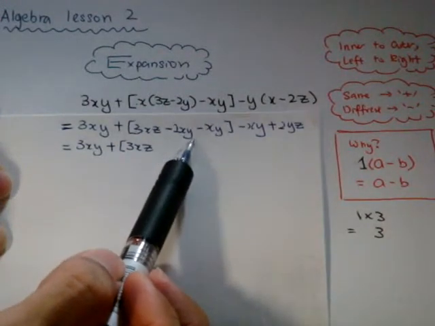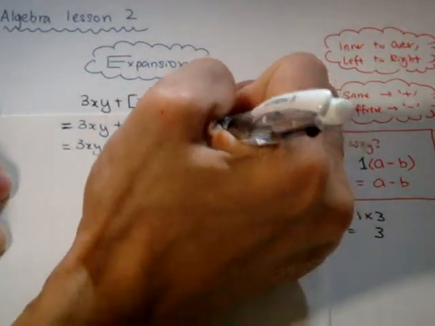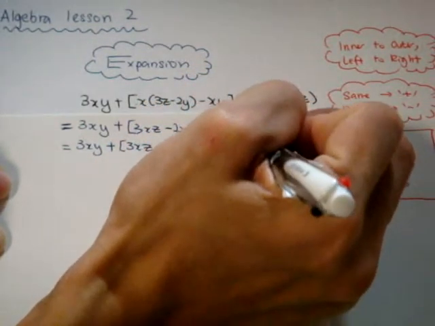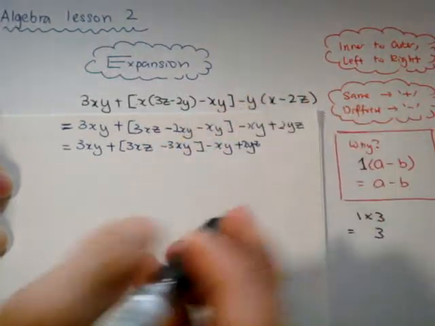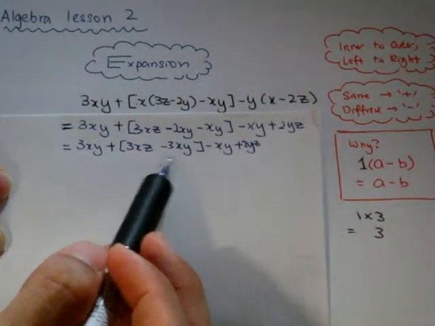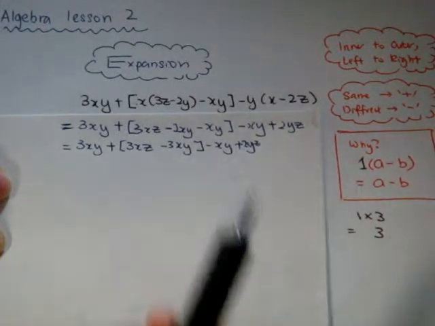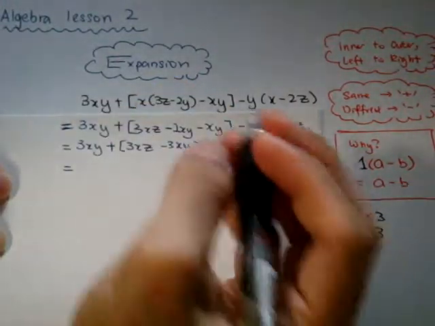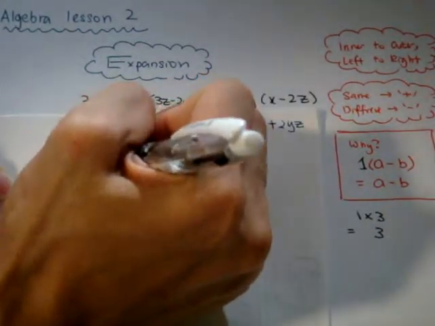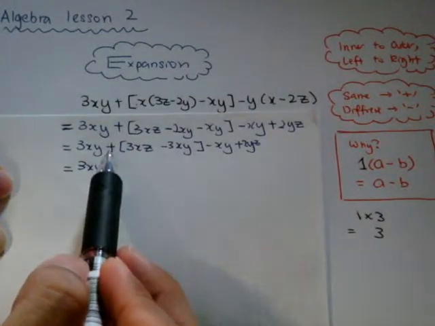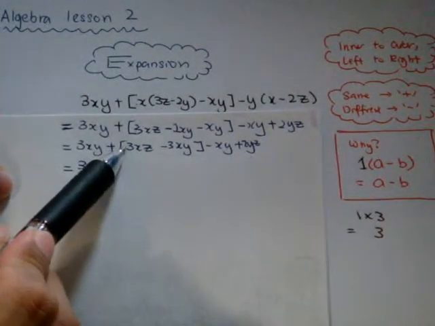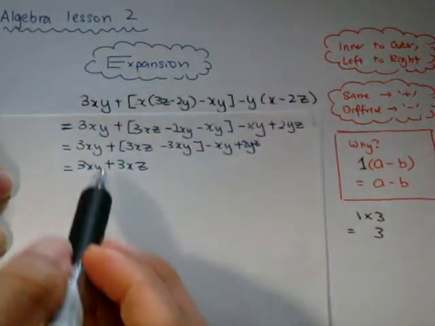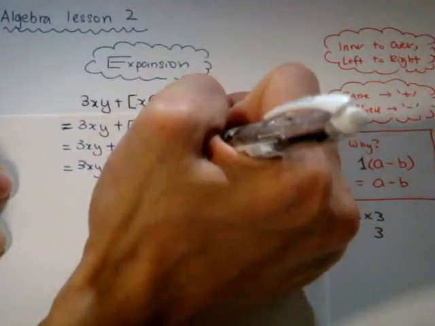Come to here, minus 2xy minus xy is minus 3xy, and the rest you just copy down. Okay, after you do the calculation here, the rest just copy down. Do not need to think, just copy down. So after that we open up the bracket. Luckily this is a plus, plus and plus same sign, positive. Plus and minus, different sign, negative.